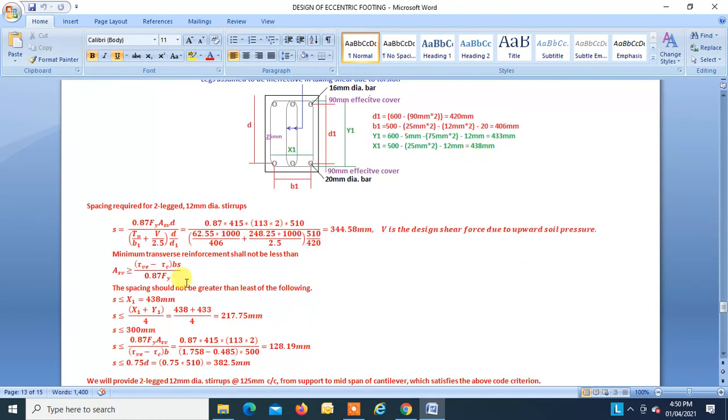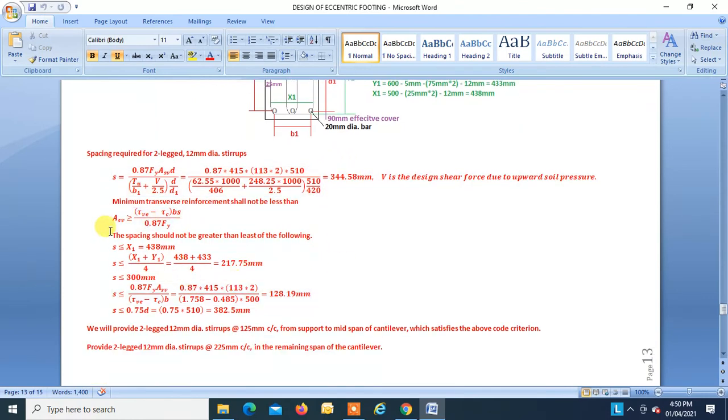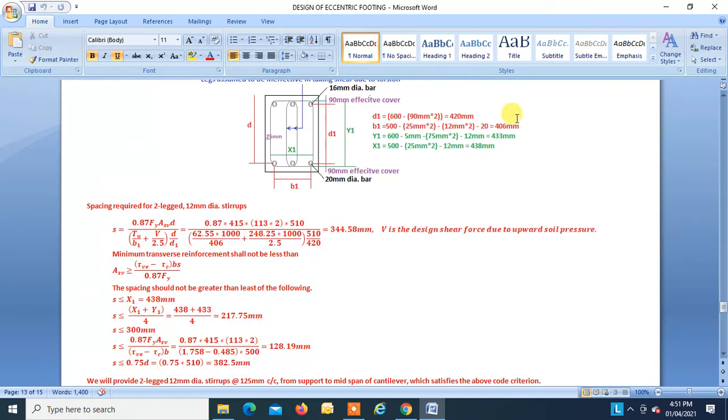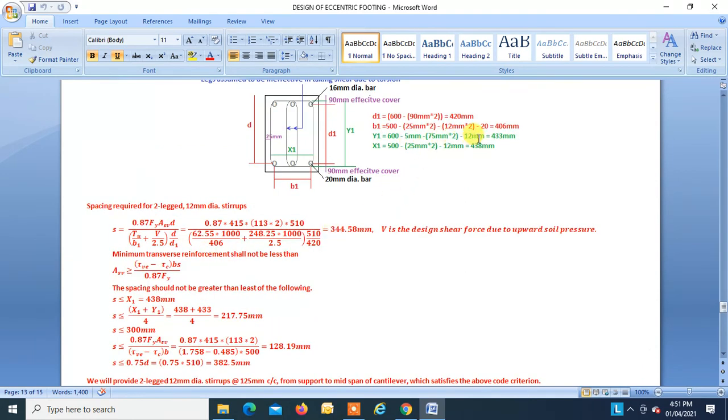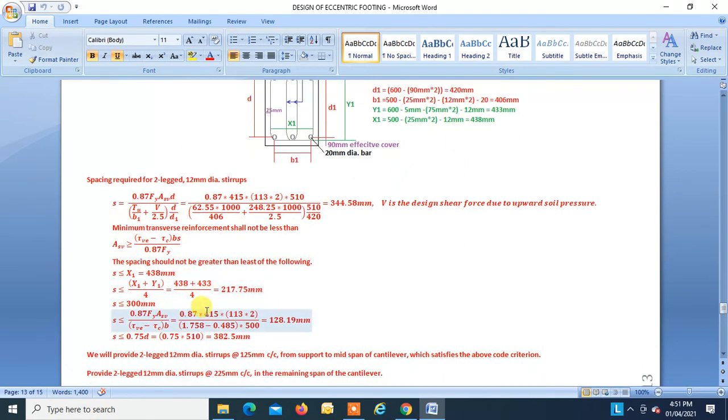Okay, but the code says this spacing should be less than the list of this, right? So this is X1. So X1 is 438. Y1, X1 plus Y1 divided by 4. Y1 is 433. So 433, that is equal to 217.75.